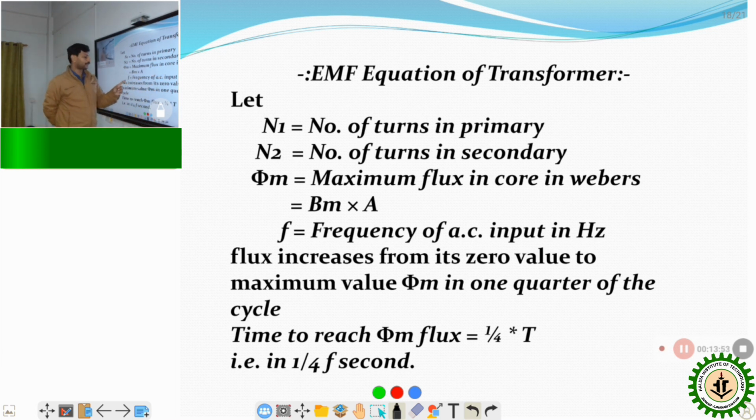Flux increases from zero value to maximum value phi m in 1/4 of a cycle. If you consider the sinusoidal waveform of flux, to reach the maximum flux phi m it takes 1/4 of the cycle. That means the time to reach phi m is equal to T/4, where T is the time period, or 1/(4f), because time period T is equal to 1/f.